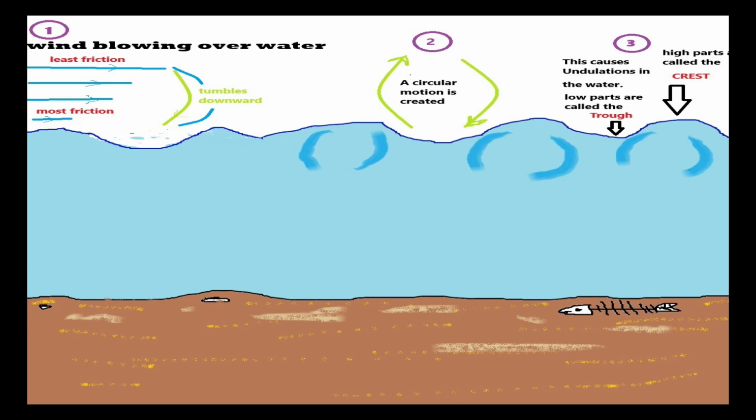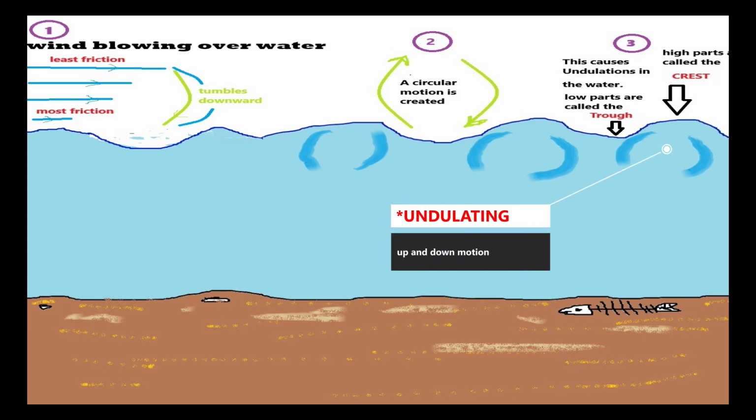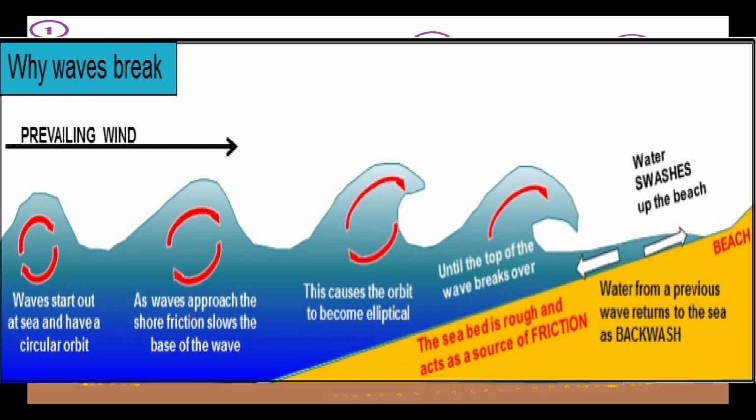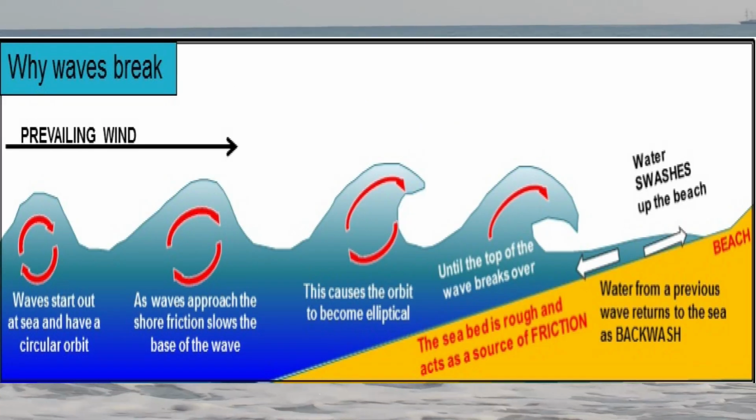But in reality, it is really going up and down, or to use a fancy word, it is oscillating. Each particle of water is simply moving in circles. The only time the water actually moves forward is when it breaks or crashes onto the coastline.